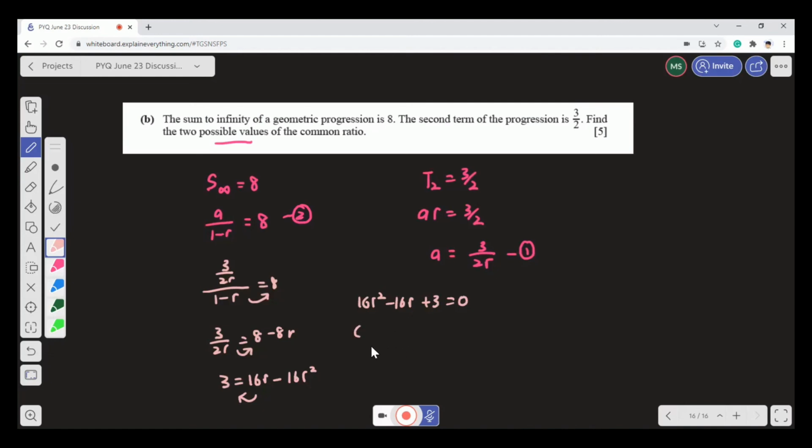What is the r? Probably you can factorize, or else you can just tell me straight away what is the r answer. Jiawen, can you tell me what is the r? Can you get the answer? r is 3 over 4 and 1 over 4. Okay, so 4r minus 1 here. So that's the two r values.